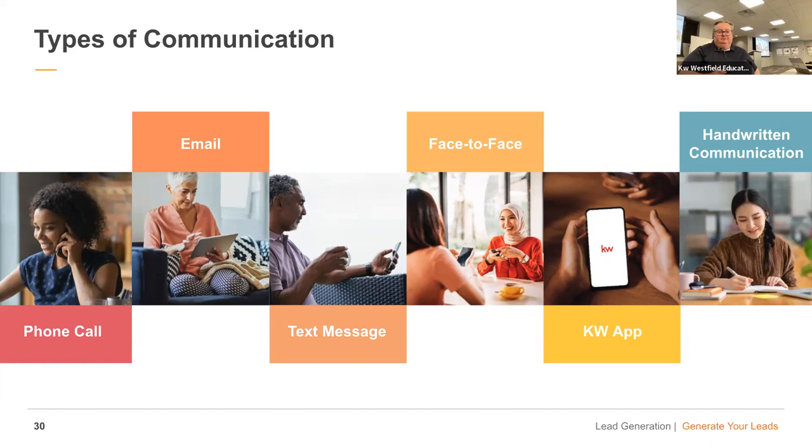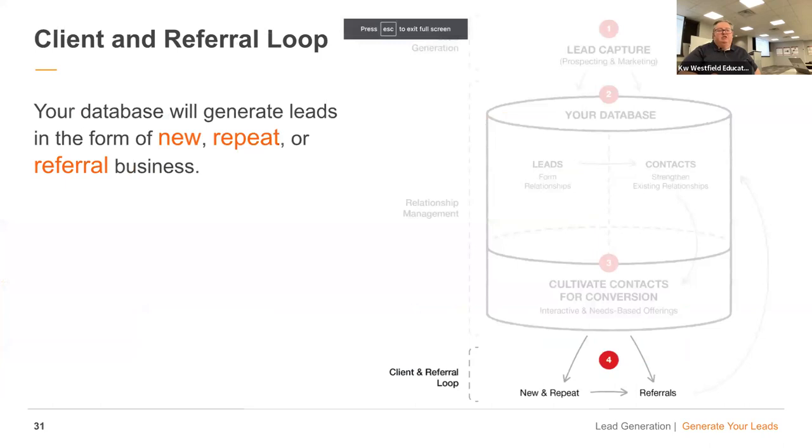Types of communication create kind of a feedback loop. You've got 250 people in your database and you communicate with them effectively. Maybe you do some Popeyes, they get a monthly email, they get a postcard, various things like that. They refer people to you, and now those people are added to your database. Let's say you get 50 referrals in a year. Now you go from a database of 200 people to 250, or 250 to 300.